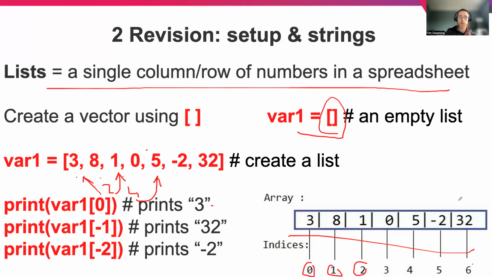Equally, we can count backwards from the end of the array. So 32 is the -1th element of the array, -2 is the -2th element of this array, and then we have -3, and so on back through to the other side of the array. So this is -7 at the start. So you can count using positive numbers on the way up or negative numbers on the way down.